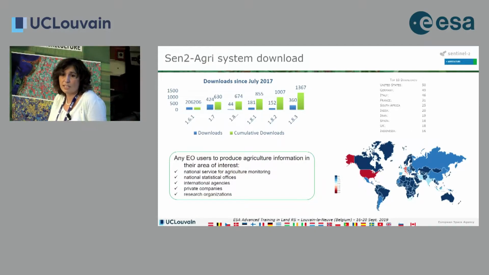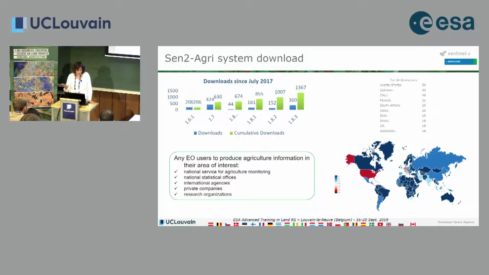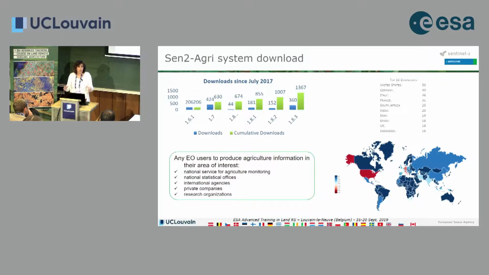So I told you that the project is over, but now we are really in a phase of uptake, or let's say support to the community. These are the statistics of the download. Who can be interested in the system? In fact, any user that is interested in agriculture monitoring could be interested in the system, at different levels for sure. So these are national services for agriculture monitoring. This can be national statistical offices, also international agencies, researchers, private companies. There is no restriction. The system is fully open source, so there is no restriction on the license either.